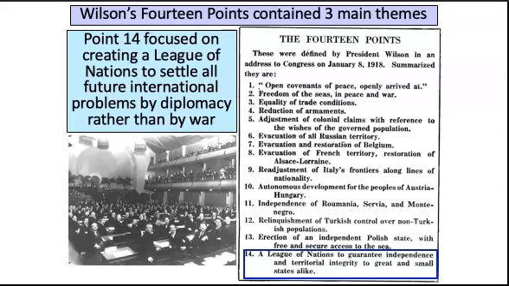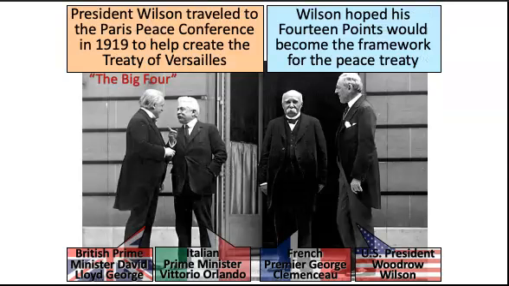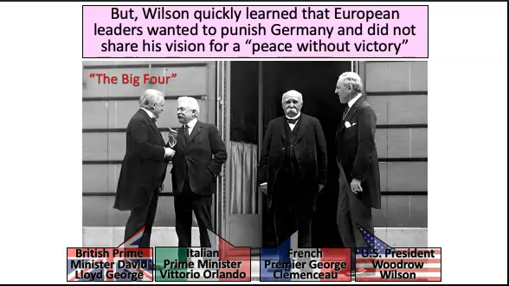Now, to achieve this, President Wilson will travel to the Paris Peace Conference in 1919 to help create the Treaty of Versailles. Wilson hoped his 14 points would become the framework for the peace treaty. But Wilson quickly learned that European leaders wanted to punish Germany and did not share his vision for peace without victory.